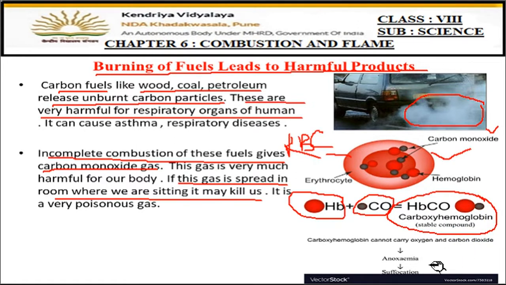When hemoglobin and carbon monoxide combine together, they make carboxyhemoglobin. Remember, carboxyhemoglobin. And this carboxyhemoglobin is not an oxygen carrier. So this will cause anoxemia and suffocation. If this continues for a period of time, the person will die.